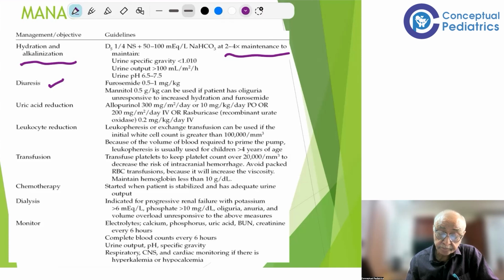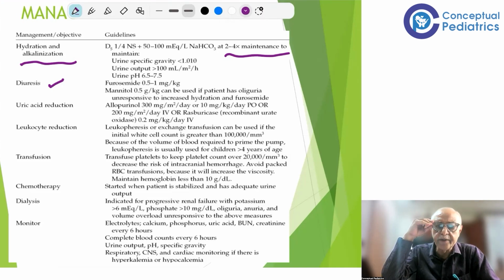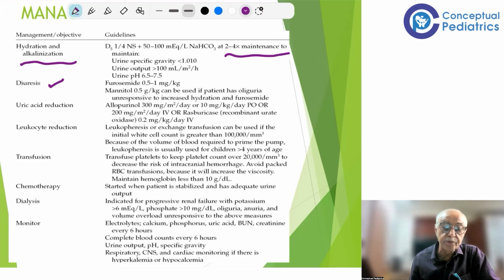And then uric acid reduction has to be done by two methods because, as I told you, in this child the uric acid level was 8.9 milligram percent. So there will be hyperuricemia because whenever there is cell lysis, the uric acid comes into the circulation. And the age-old drug for this is allopurinol. The dose of allopurinol is either 300 milligram per meter square per day or 10 milligram per kg per day orally, or it can even be given IV.